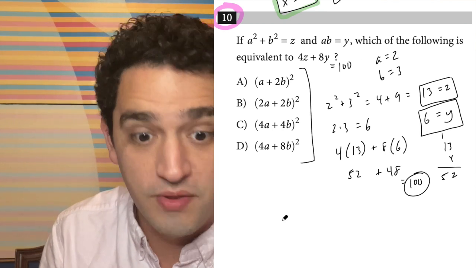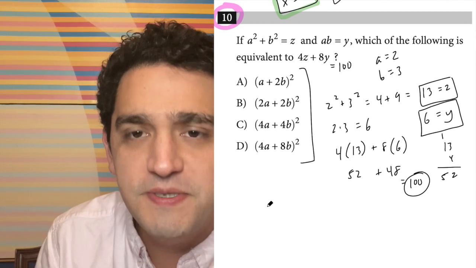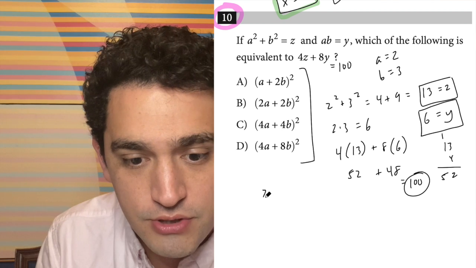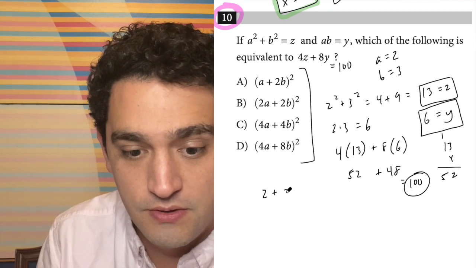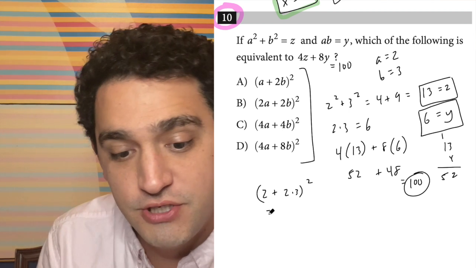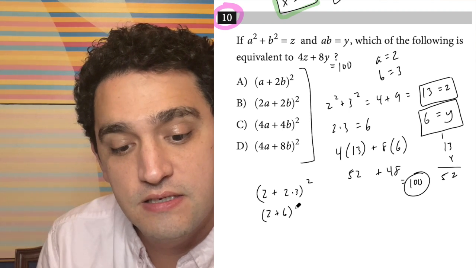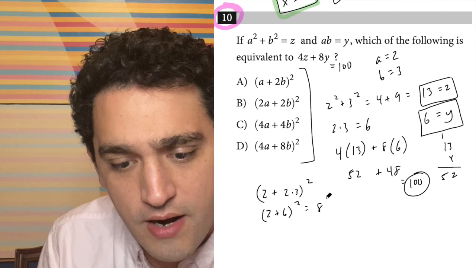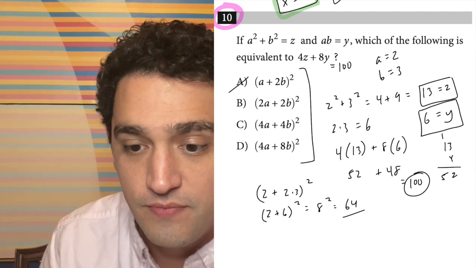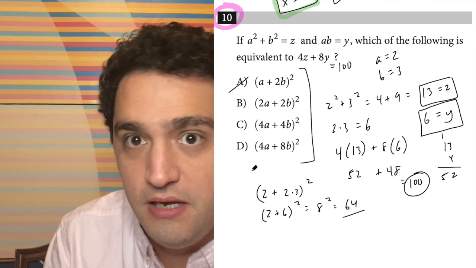Well, let's start with option A. Option A says A plus 2B squared. Well, A is 2. 2 plus 2 times 3 squared. We end up with 2 plus 6 squared. That is 8 squared. 64. No good. A is out. We then move to option B.